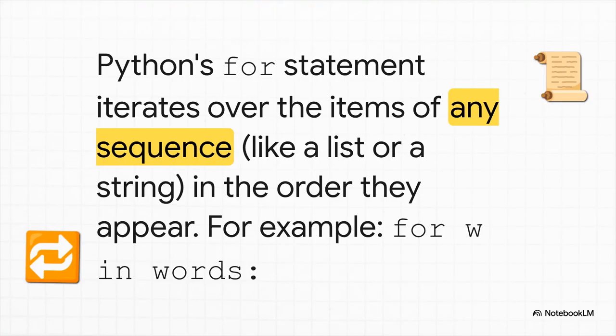Now, here's something cool about how Python does it. Unlike in some other languages, the for loop isn't just about counting from 1 to 10. Nope. It's built to go through any sequence of items, a list of words, the letters in a string, whatever you've got. For each pass, it grabs the next item, assigns it to a variable, and runs your code.